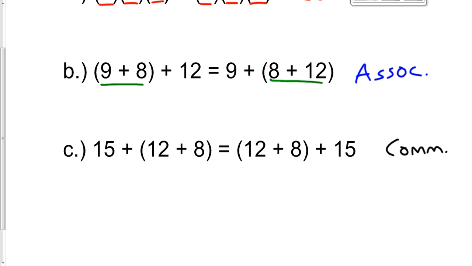Alright, so it looks like the grouping changes, but if you notice, 12 plus 8 is still in parentheses. You want to check your overall order here. So it goes 15, 12, 8, 12, 8, 15. That's an order change, and anytime that happens, that is commutative. So watch out for that. That one's a little tricky. Alright, that's all I've got for associative, and a little commutative involved there too.